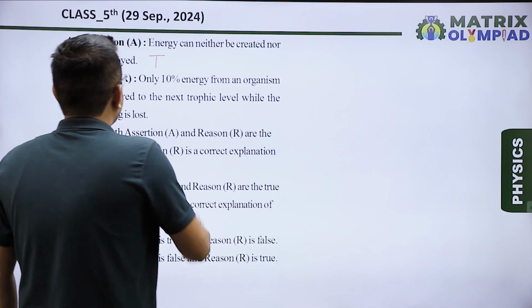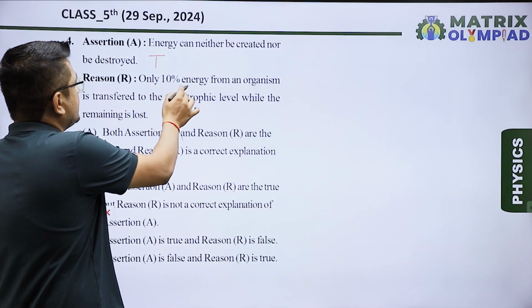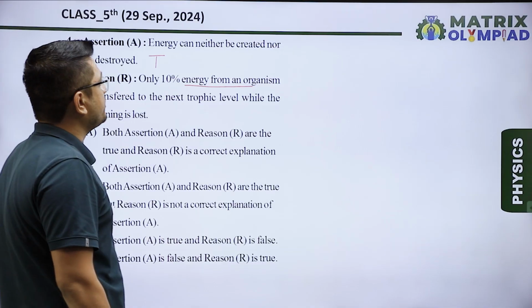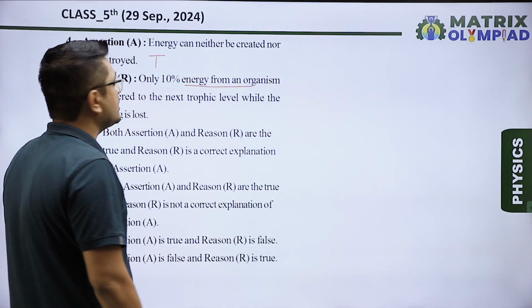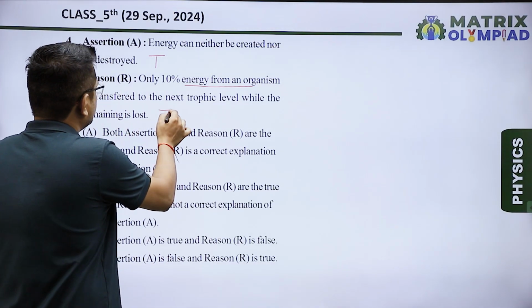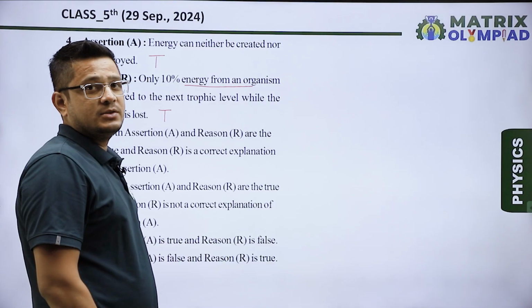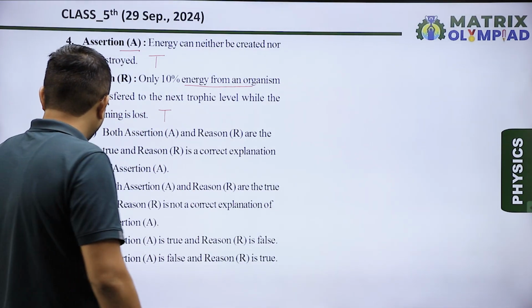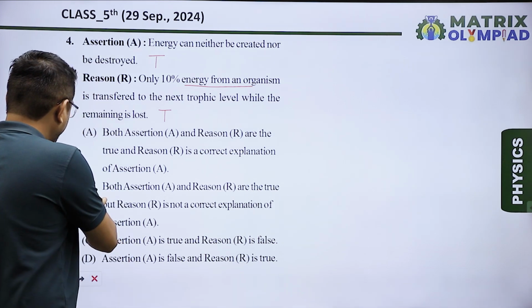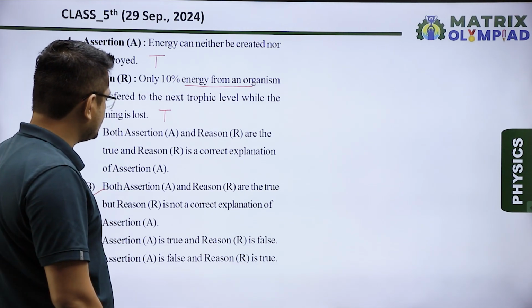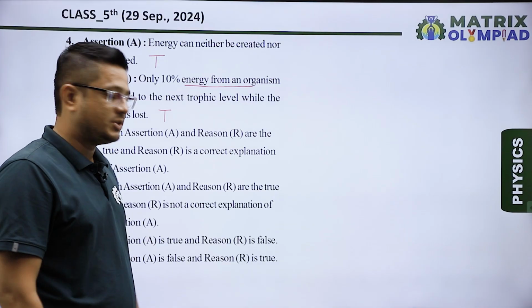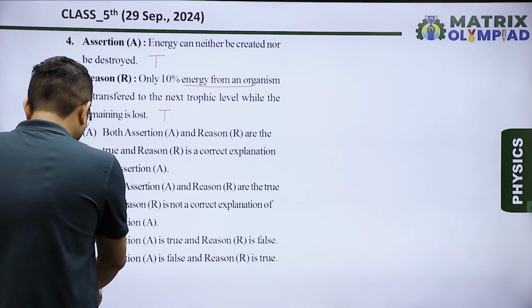The reason is that only 10% energy from an organism is transferred to the next trophic level while the remaining is lost. This statement is also true, but this is not correct explanation of assertion A. So our correct answer will be option B, which says both assertion and reason are true, but reason is not a correct explanation of assertion.